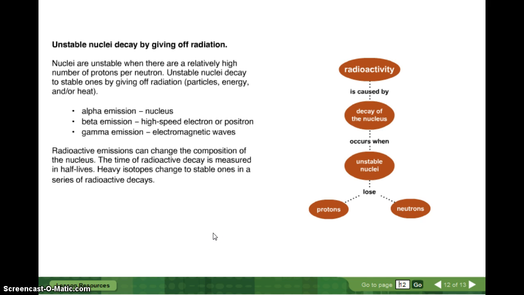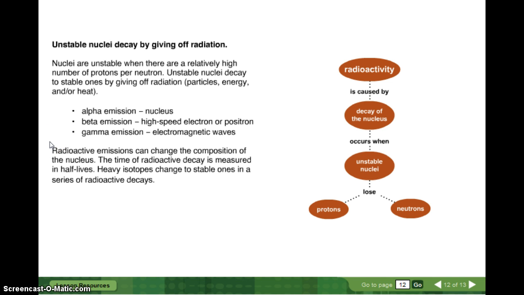Unstable nuclei decay by giving off radiation. So here's our review slide. Radioactivity is caused by decay of the nucleus, which occurs when unstable nuclei lose protons or neutrons. Nuclei are unstable when there are a relatively high number of protons per neutron. Unstable nuclei decay to stable ones by giving off radiation. Radiation is particles, energy, and/or heat. You can have alpha emissions, which is the nucleus, like that helium, 2 protons, 2 neutrons. Beta emission, which is a high-speed electron or positron. Gamma emissions, which are electromagnetic waves.